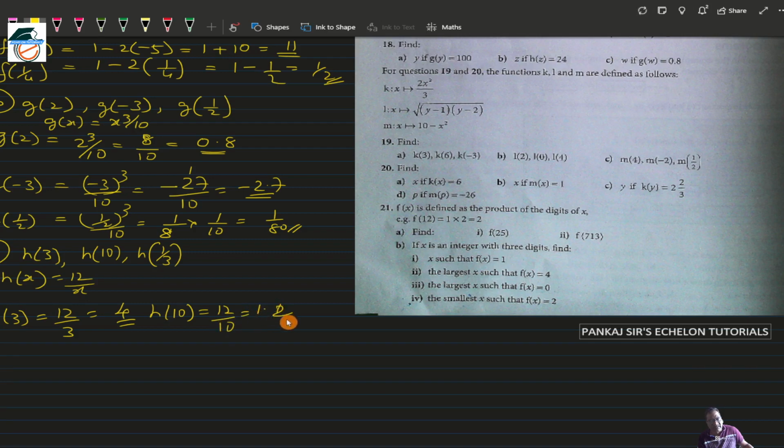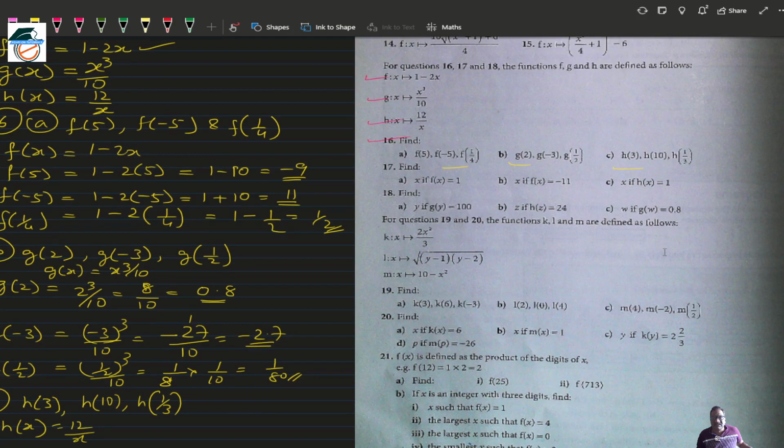Should be 1 by 2. And h of 1 by 3 should be 12 upon 1 by 3, which is equal to 12 into 3, which is equal to 36. Okay, so those were the answers for 16C, and I think 16th question has been done. Now let us go for the 17th one.